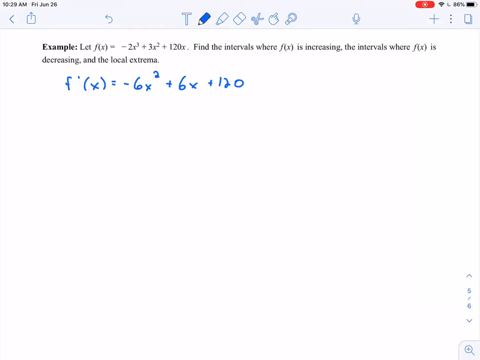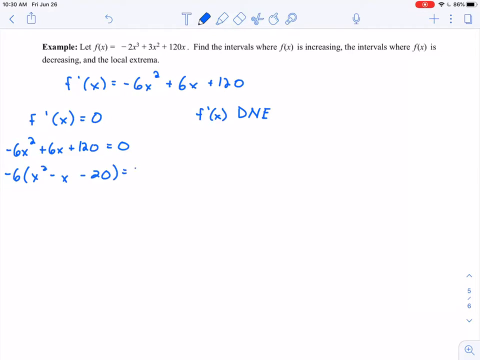And here's my derivative. I want to find the critical points, which means I want to find places where f prime of x is equal to 0 and find places where f prime of x does not exist. So first, let's take our function, set it equal to 0. Negative 6x squared plus 6x plus 120 is equal to 0. I see a common factor of negative 6. I'm going to factor that out, negative 6, and that will leave me with x squared minus x minus 20 here is equal to 0.